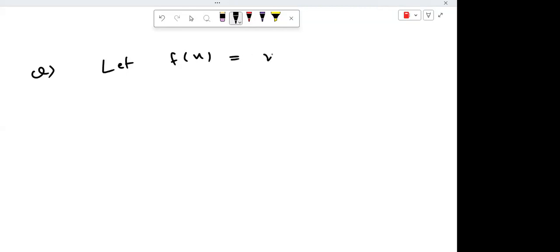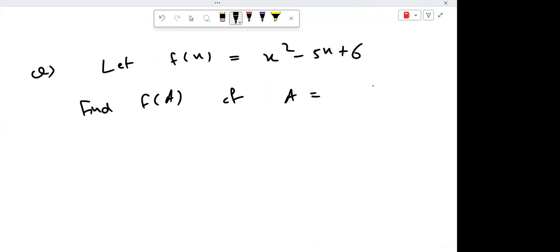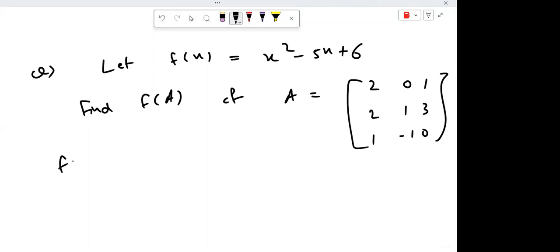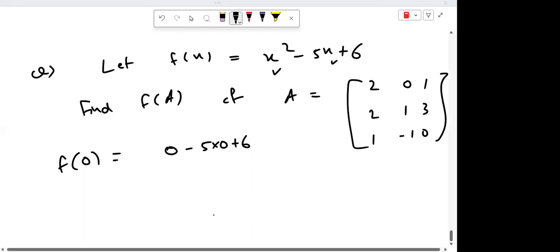Let f of x equals x square minus 5x plus 6. They are asking you to find f of a, if a equals the matrix 2 0 1, 2 1 3, 1 minus 1 and 0. Just for an example, if you have to find f of 0, you put x as 0, right? Same way, if you have to find f of a, just replace the value of x with a. Okay.